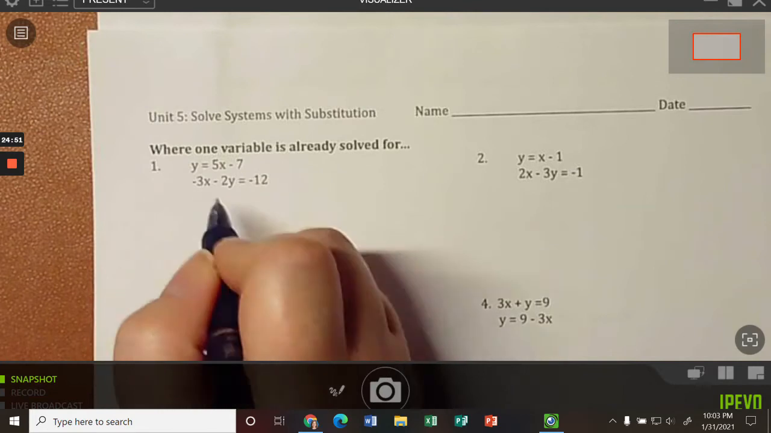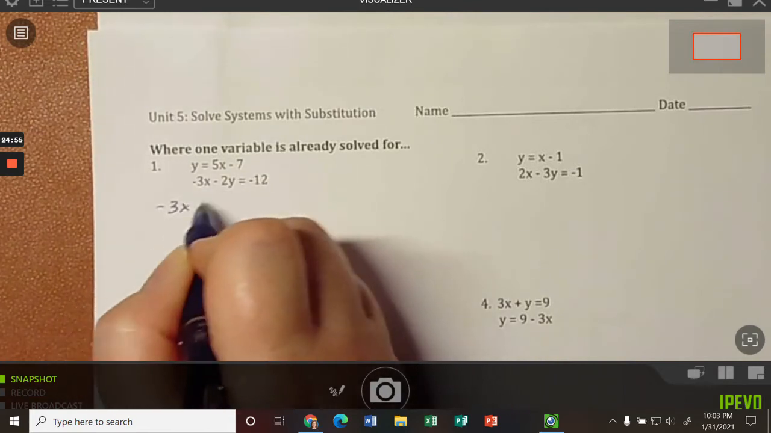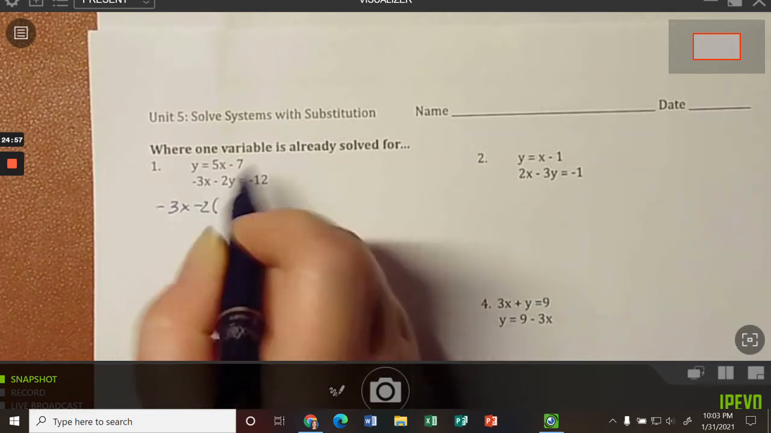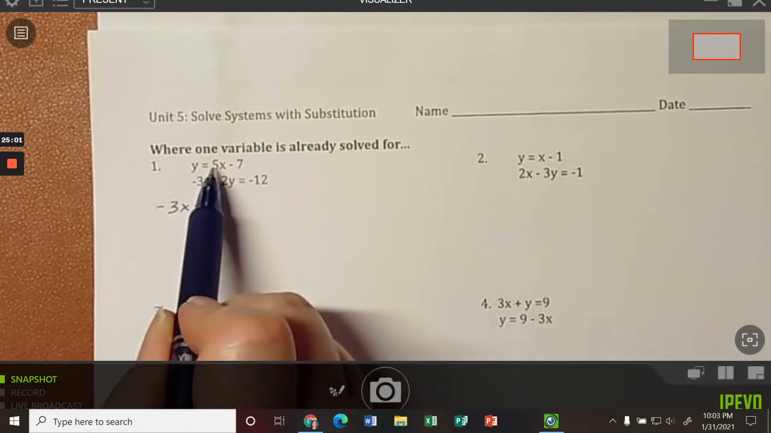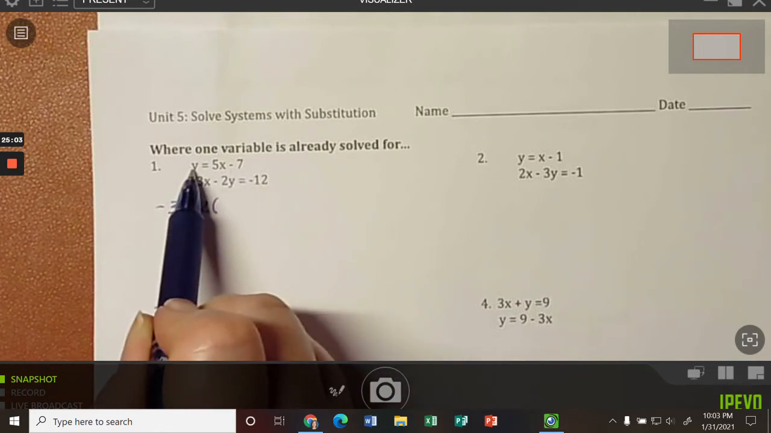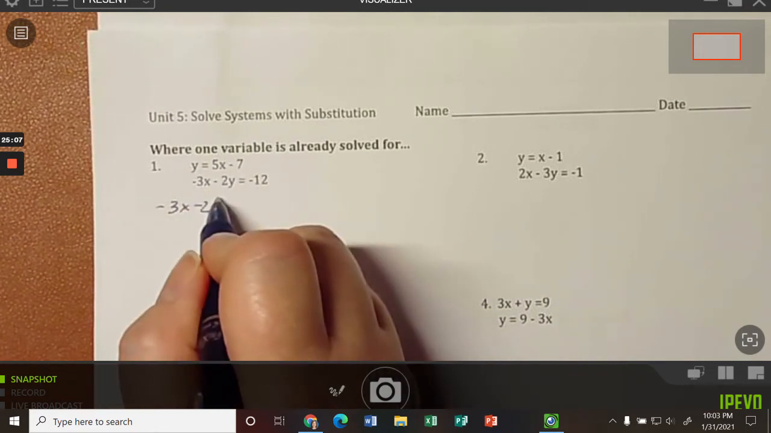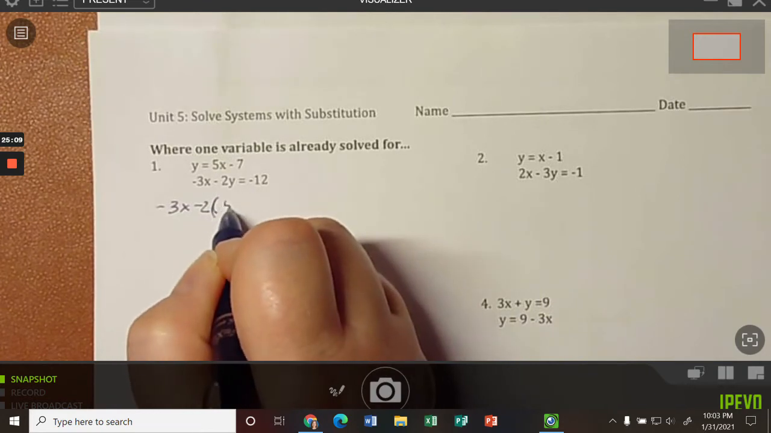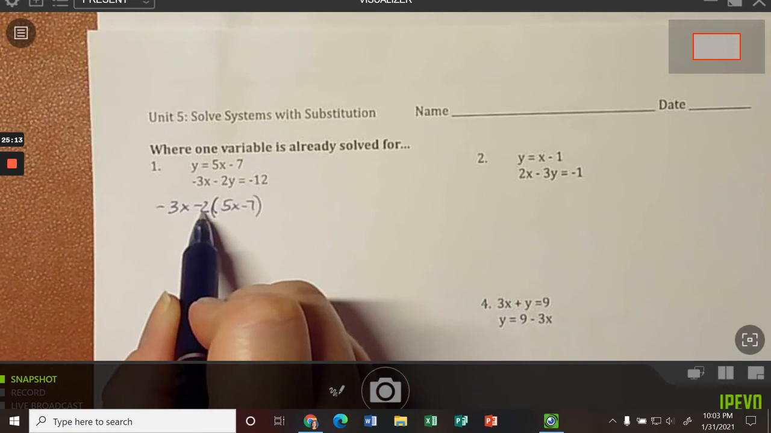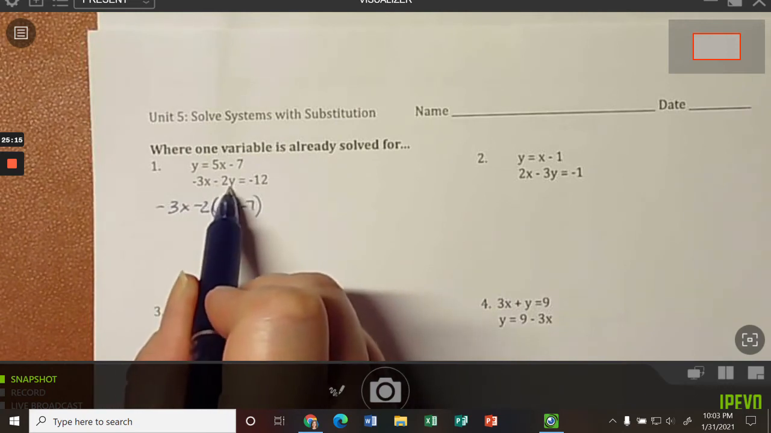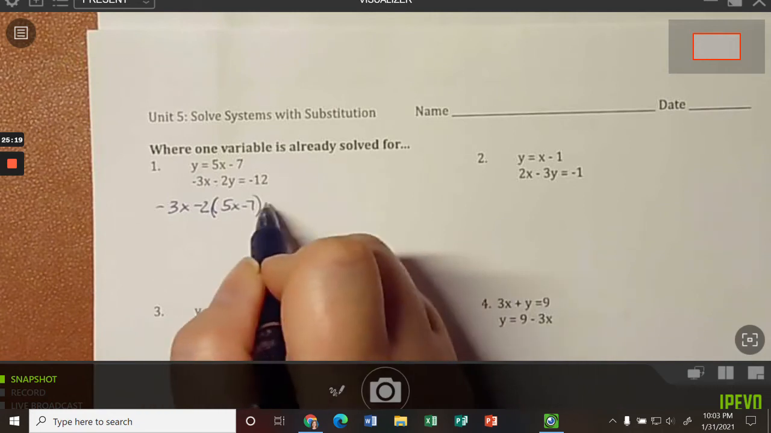So I'm going to start with that second equation, negative 3x, but instead of saying minus 2 times y, I'm going to say minus 2 times the quantity 5x minus 7. So I'm substituting the y with 5x minus 7. And then I do need to use parentheses so that I don't forget that the whole thing is getting multiplied by -2. The y is getting multiplied by -2, not just the first part of the y, the entire y value.